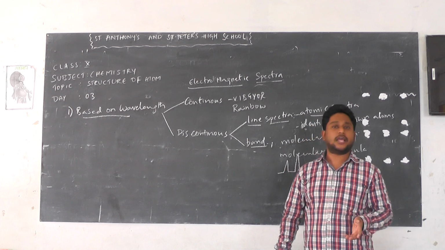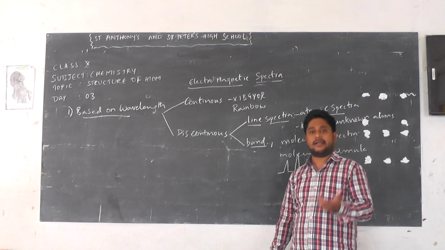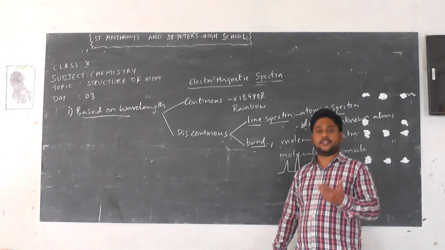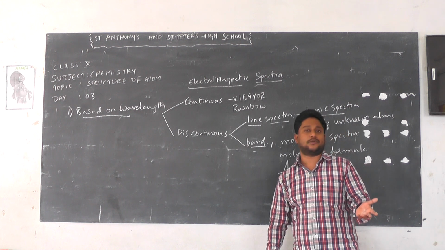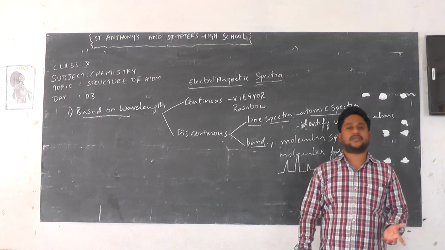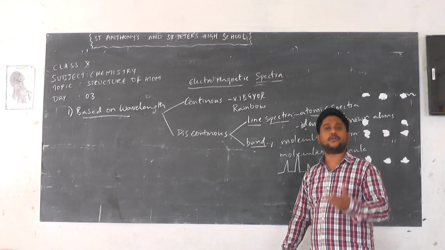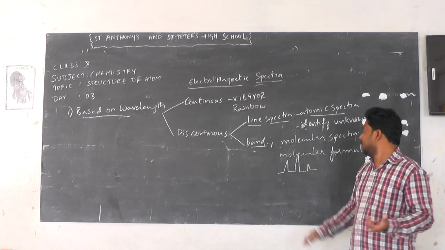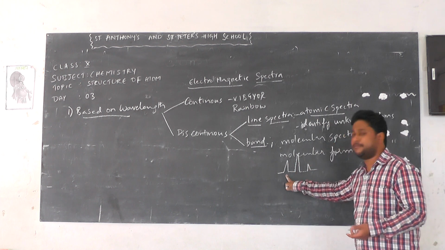Sodium gives you the yellow color, copper gives you the green color, and strontium chloride gives you the crimson red color. So these variations in color explain the variety of atoms, the different elements present. And band spectra explains the molecular formula, molecular spectra, which has sharp peaks and a broad base.